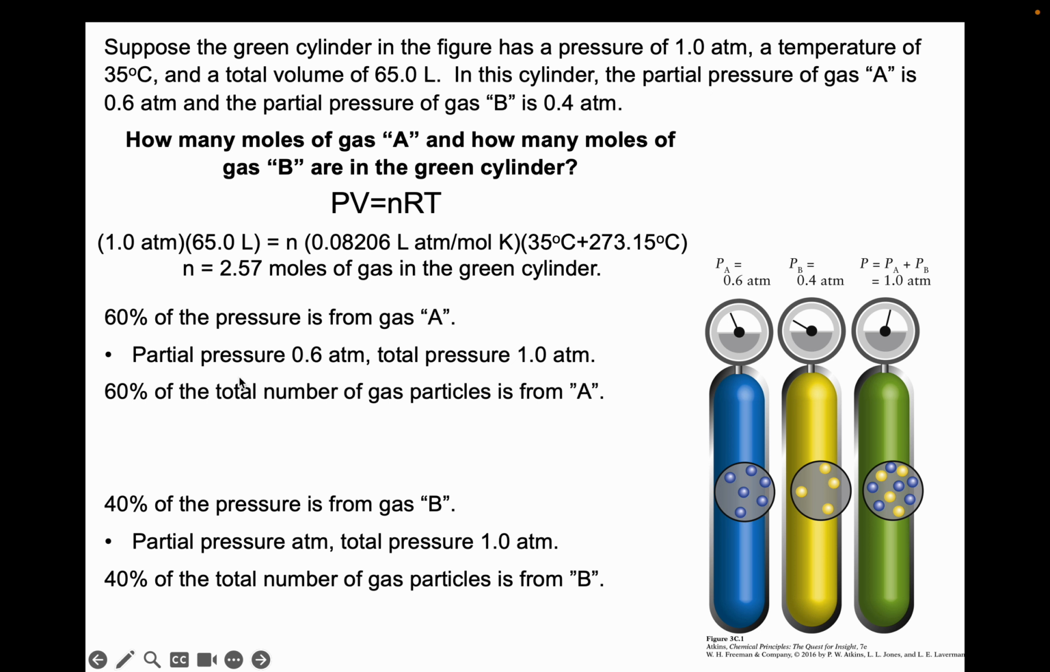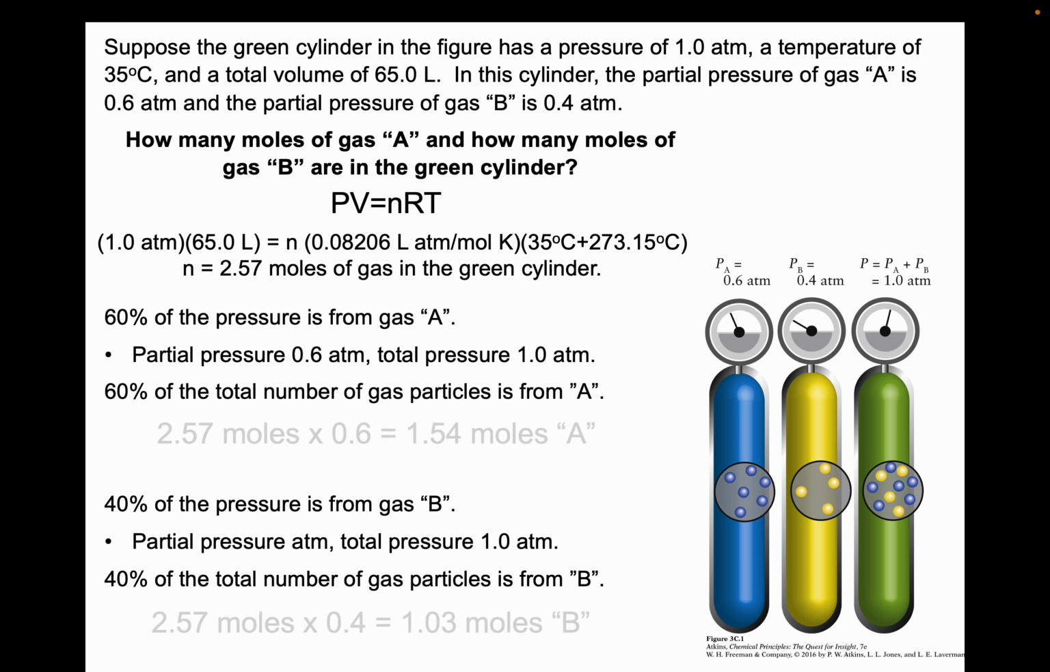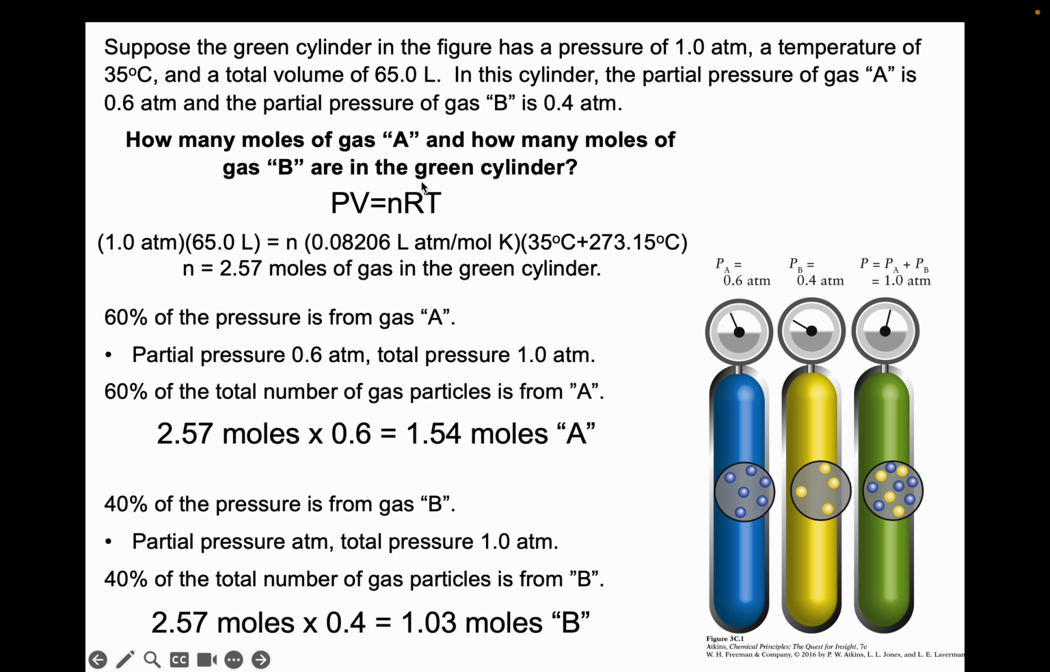If we were putting that together, 60% of the gas particles must be from A and 40% must be from B. Since we know the total number of moles of gas, we can just use 60% and 40% to come up with each of the portions there. I'm taking the total number of moles, seeing how much it's contributing based on its partial pressure to get how many moles are in the container.